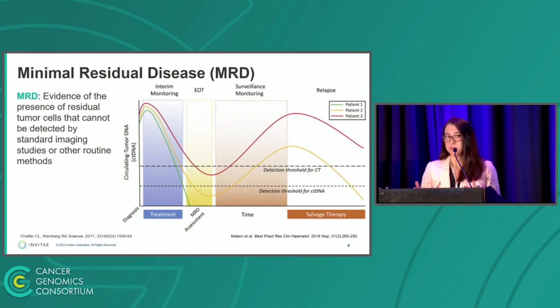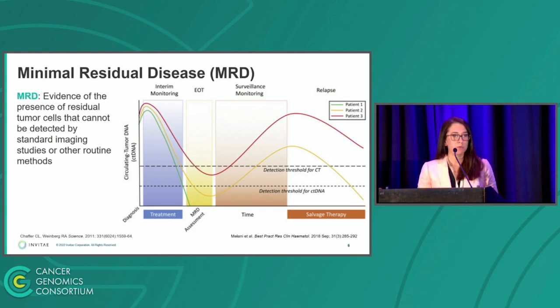So there's many ways to use ctDNA in a patient's cancer journey, but in patients who already are known to have cancer, we're gonna focus in on minimal residual disease, or MRD. So MRD refers to the evidence that there is presence of residual tumor cells after some sort of curative intent therapy that cannot otherwise be detected by traditional methods, right? So like imaging.